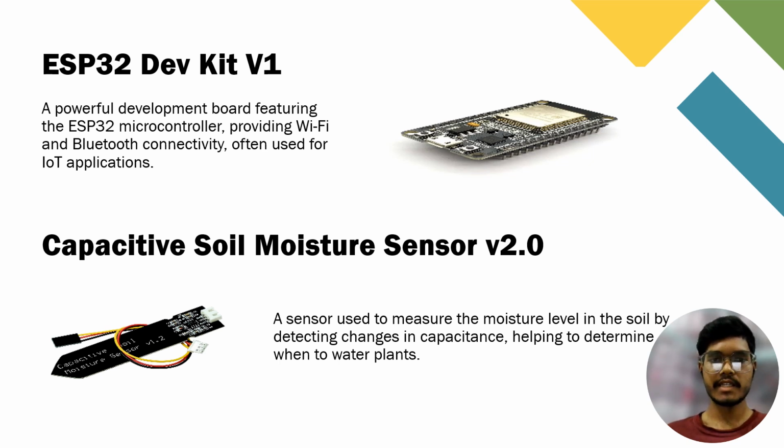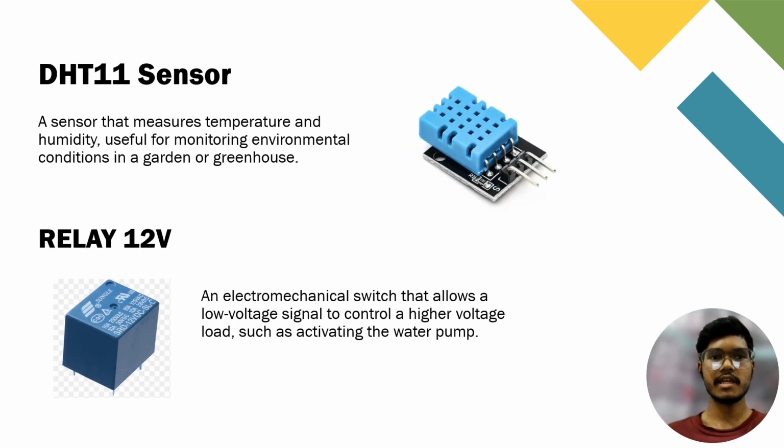The next component is the capacitive soil moisture sensor version 2.0. This component is used for measuring the soil moisture. Then the next component is the DHT11 sensor, which measures temperature and humidity. Then the next component is the 12 volt relay, which acts like a switch in our project.